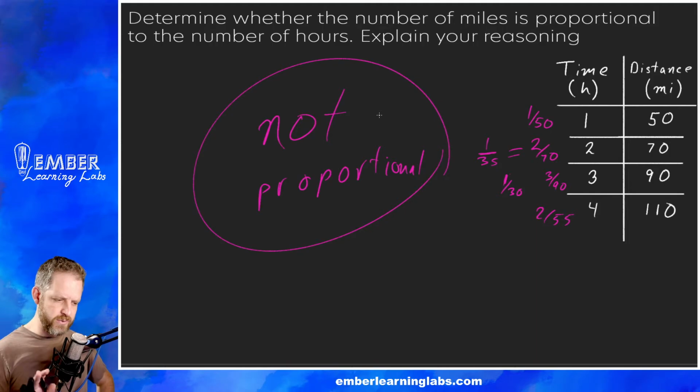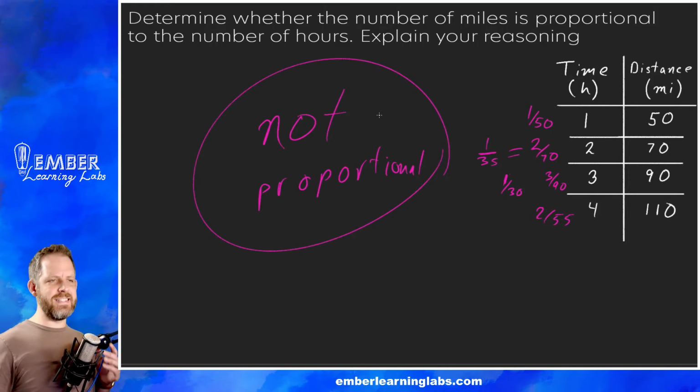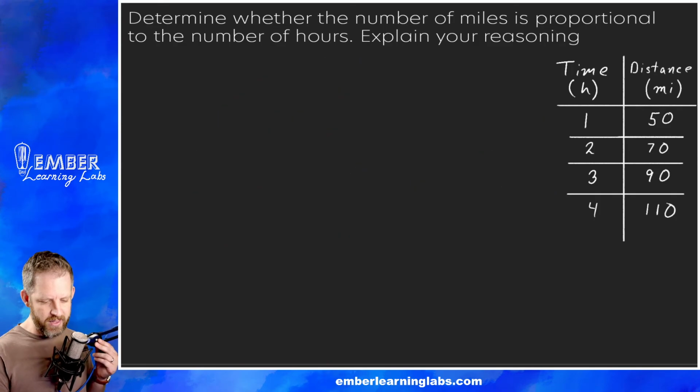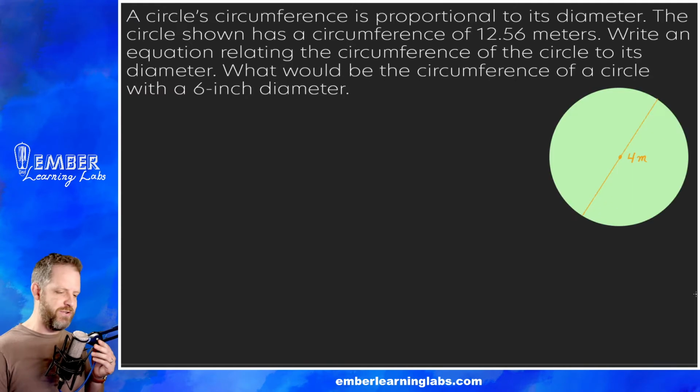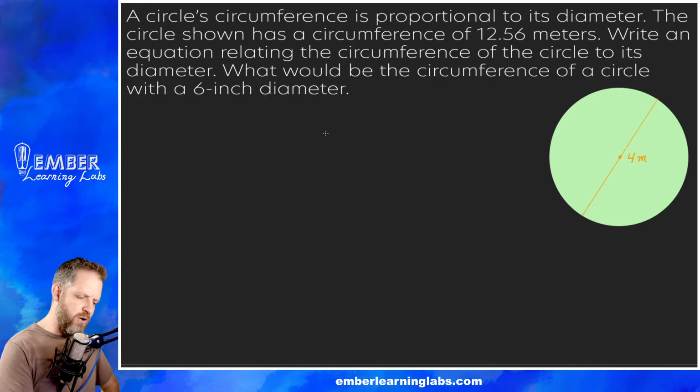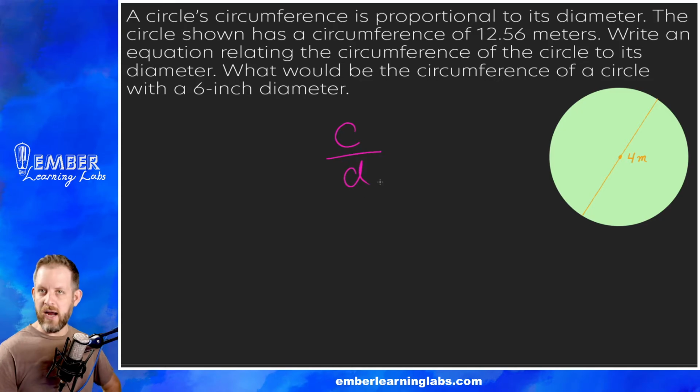Let's do one more. This last example's got kind of a little bit more meat on its bones, but it's not really that hard. And it may have a topic that you may be able to kind of actually figure out the answer already if you know a little bit about circles. So a circle's circumference is proportional to its diameter. So before I read any further, I'm going to kind of write a ratio there. So a circle's circumference is proportional to its diameter. Right? Makes sense so far?